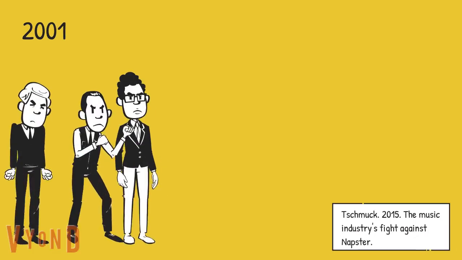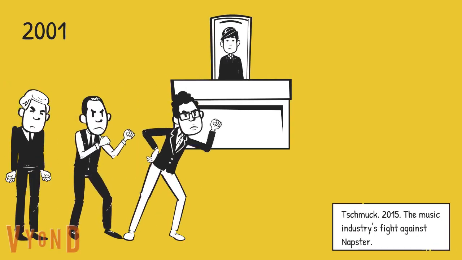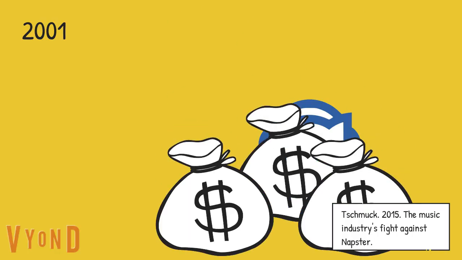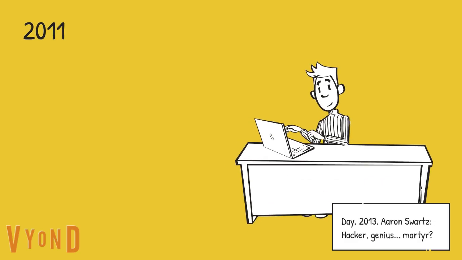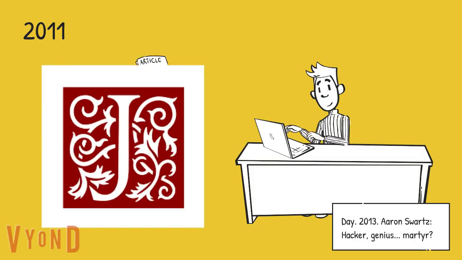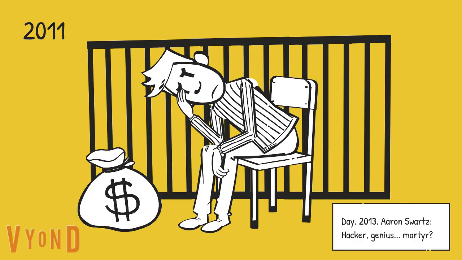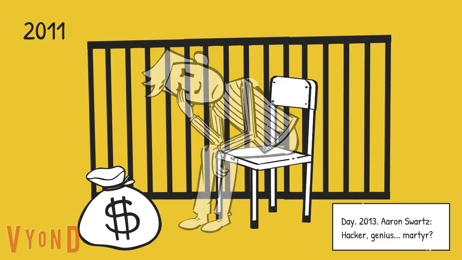In 2001, a number of major record companies sued the peer-to-peer song-sharing platform Napster, with fines so high they led to the company's demise. In 2011, Stanford student and hacker Aaron Swartz was charged with 13 counts of fraud for downloading millions of articles from the JSTOR database, possibly to share with people who didn't have subscription access to them. He was threatened with 35 years in prison and a $1 million fine, but died before his case went to court.